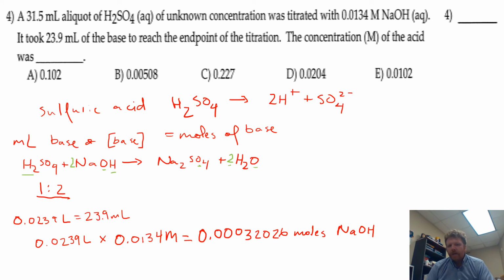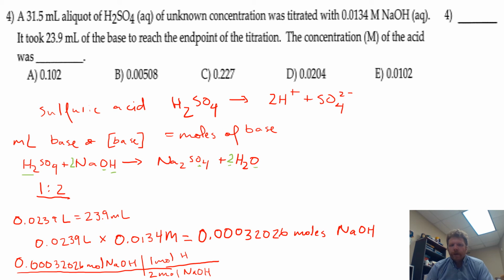One quick and easy way that you could do it is simply divide it by 2, but in dimensional analysis, it looks like this: 0.0003226 moles NaOH, and 2 moles NaOH will neutralize 1 mole H2SO4. So there's our simple division by 2. Divide that by 2, and we get, writing this in scientific notation, 1.6013 times 10 to the minus 4 moles H2SO4. Okay, so that's how many moles of H2SO4 we needed.